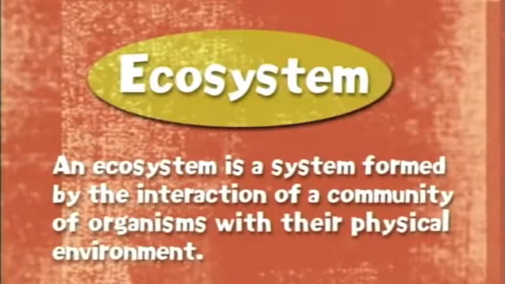I'm sure you probably have a lot of questions regarding ecosystems, and I'm going to try and answer most of them. So, let's start with the first question. What is an ecosystem? An ecosystem is a system formed by the interaction of a community of organisms with their physical environment. Let me see if I can make this a little clearer.